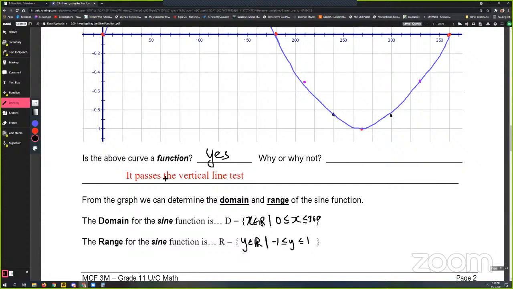Mister, can I ask you a question about this after class? Because I'm a little bit confused about the domain and range. No problem. Yeah.